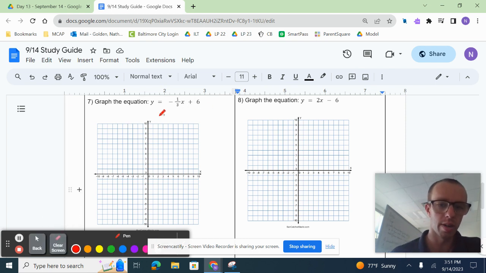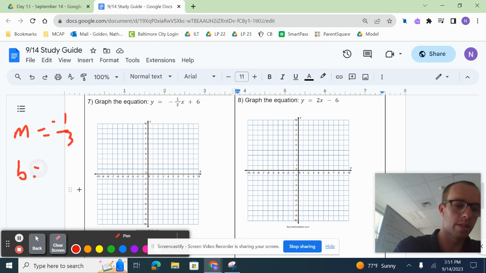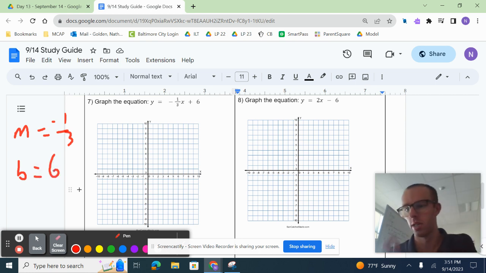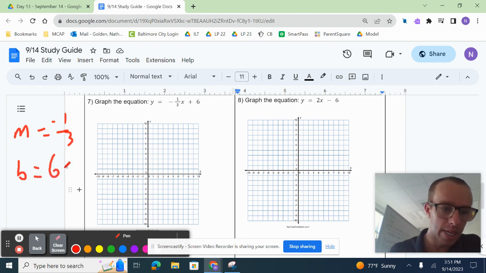You have to read this equation and know there are two parts. There's the m, which is negative 1/3, and b, which is 6. Okay. B tells me where to begin on the y-axis. It's the y-intercept. So I go to the y-axis, and I put my first point here on this 6.